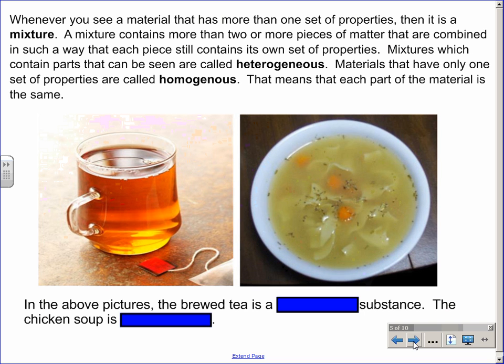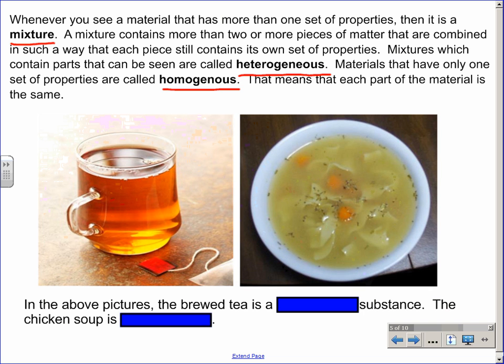Whenever you see a material that has more than one set of properties, then it is a mixture. A mixture contains 2 or more pieces of matter that are combined in such a way that each piece still contains its own set of properties. Mixtures, which contain parts that can be seen, are called heterogeneous. Materials that have only one set of properties are called homogeneous. That means each part of the material is the same.